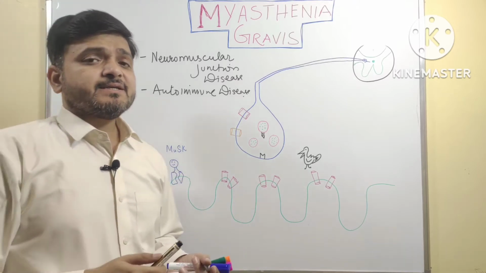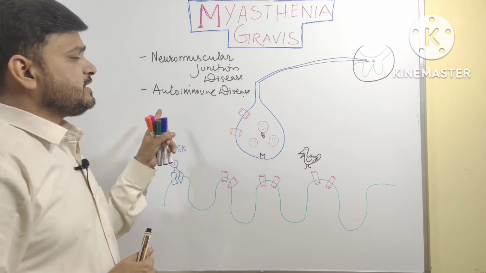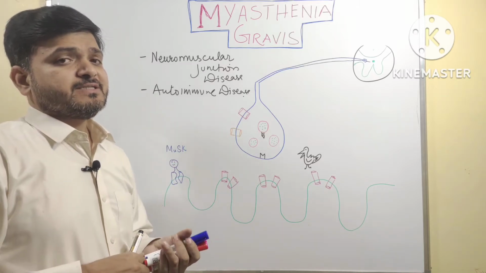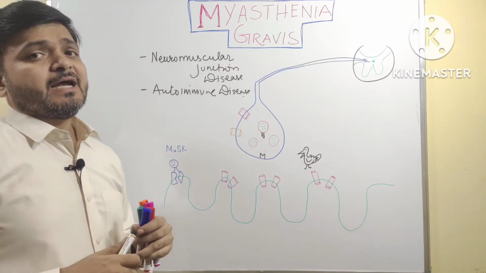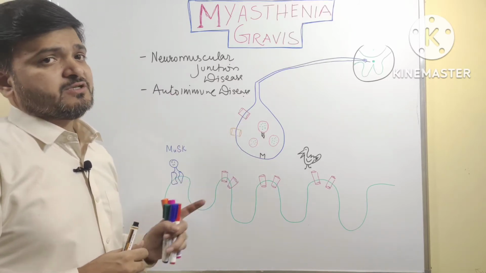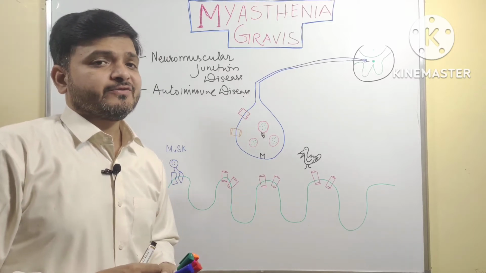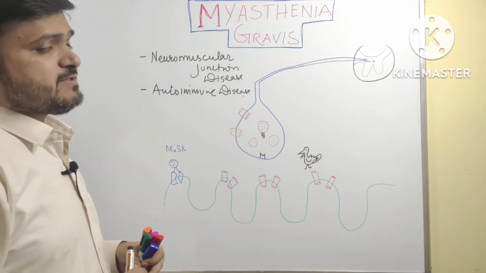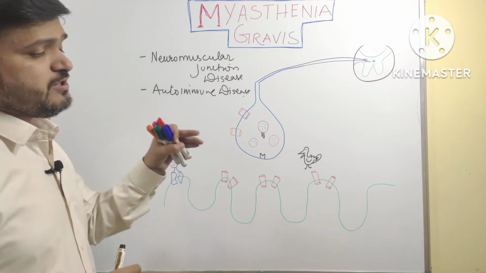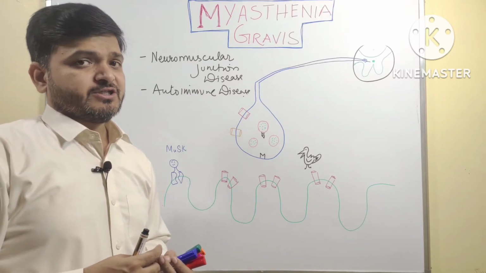Because we know that this is a neuromuscular junction disorder, the primary cause of this disease is that it develops some kind of autoantibody against the neuromuscular junction. So before we go into the details of Myasthenia gravis, first we should know what the physiology of the neuromuscular junction is, right?